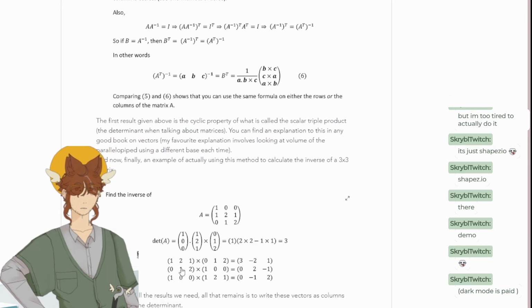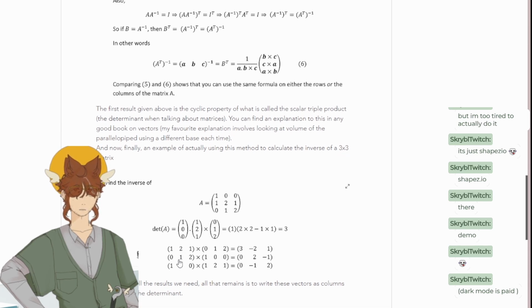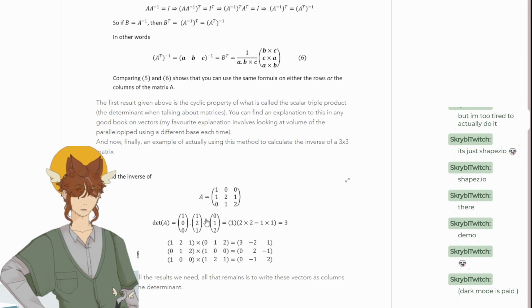But in this one they do the parallelepiped. Okay, they do B cross C, and then they do C cross A. Oh yeah, and then they do A cross B. Okay, so they actually do that. All right, let's try it.